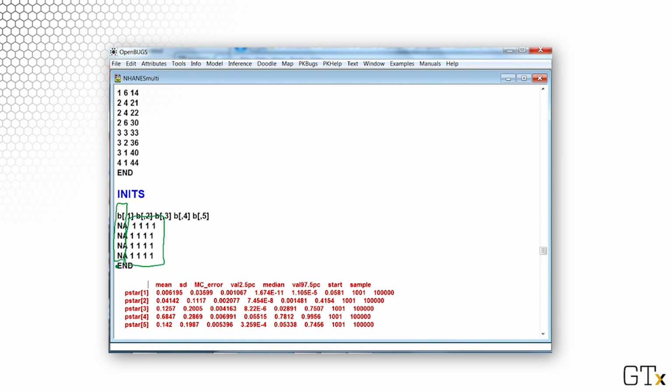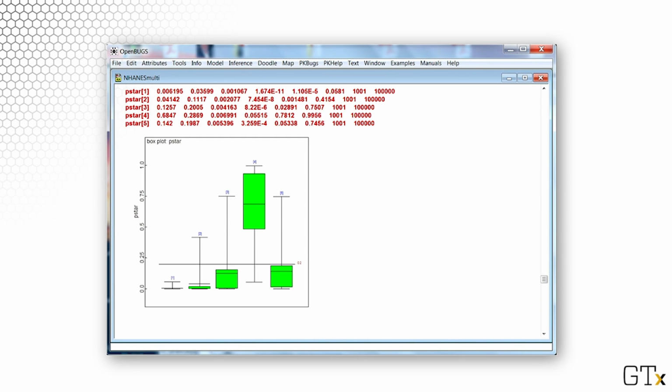Now what these initial values are, this is category 1. These are probabilities for 2 and so on and so forth. The last column is the initialization for the probabilities of the 5th category. And let's take a look at the results. We get that for this person who came with the covariates 3, 3, and 30, the probability of selecting category 1 was almost 0, category 2 about 4%, category 3 about 12%, category 4 about 68%, and category 5 about 14.2%. They should sum up close to 1.